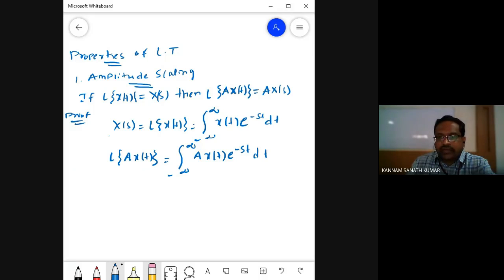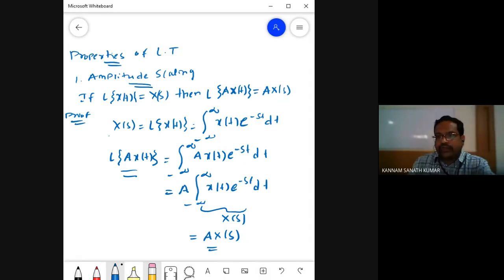As a is a constant, you can keep it outside: a times the integration from minus infinity to infinity of x of t into e power minus st dt. What is this? This total you can write as X of s. So that is equal to a into X of s. That means I calculated the Laplace transform of a into x of t, and you got a into X of s. So this is the proof for the Laplace amplitude scaling. Is it clear?